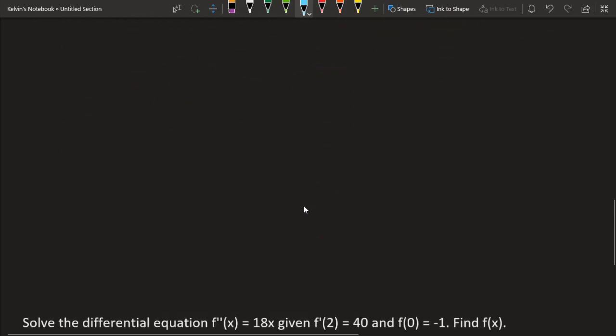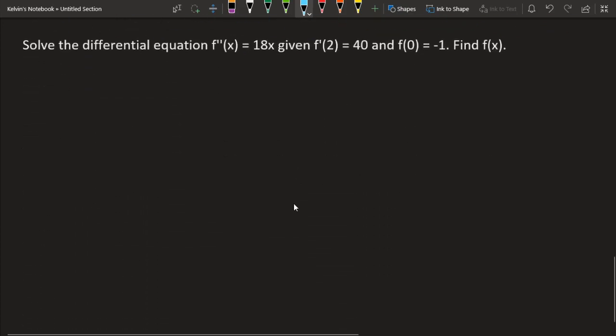Now, we have one final example problem here. Solve the differential equation f double prime of x is equal to 18x, given that f prime of 2 is equal to 40 and f of 0 is equal to negative 1. Find f of x. So this one might be on your quiz or test because it does not follow the previous pattern of only going to the first derivative. This one appears to go to the second. So it should still be pretty easy though.